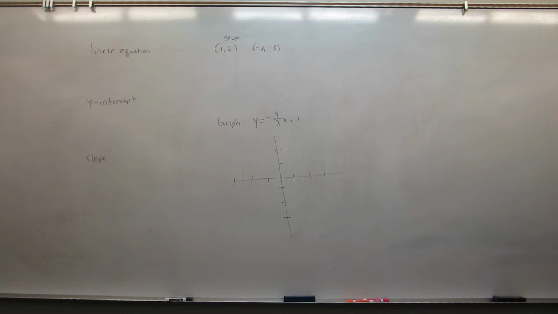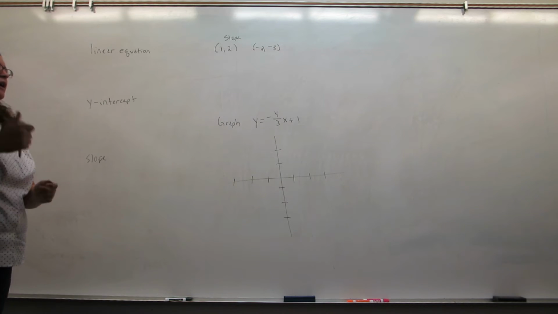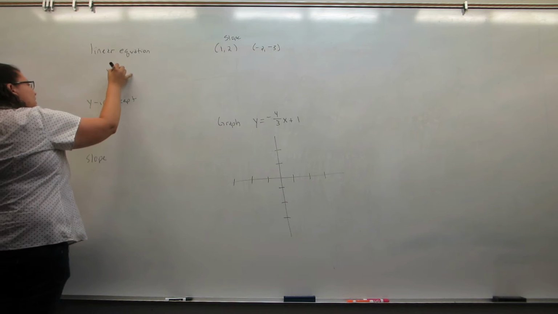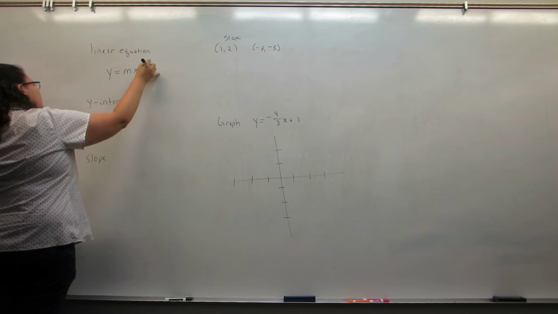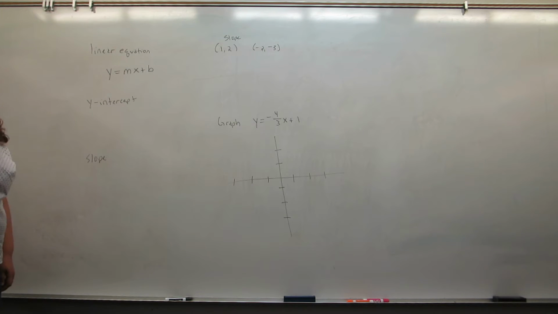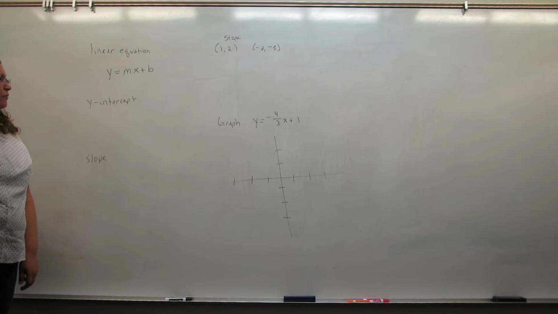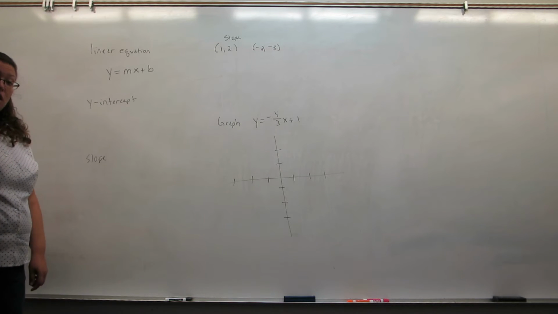We're going to start looking at a type of function called a linear function. A linear equation is anything that can be written in the form y equals mx plus b. Now what are m and b? b is the y-intercept.